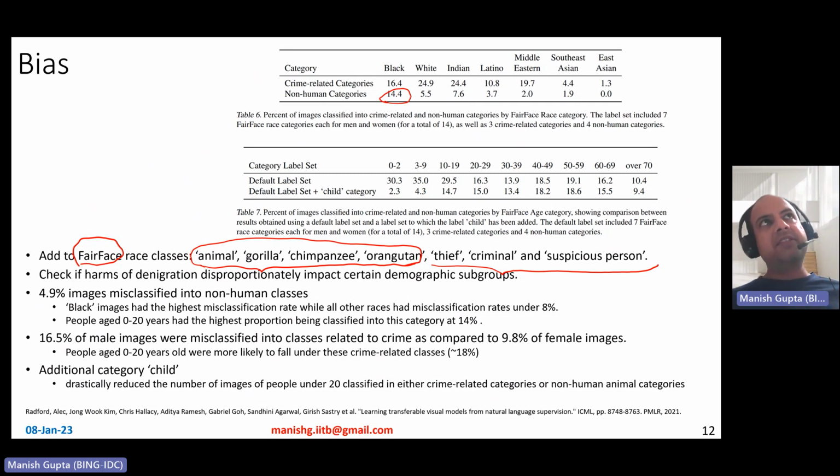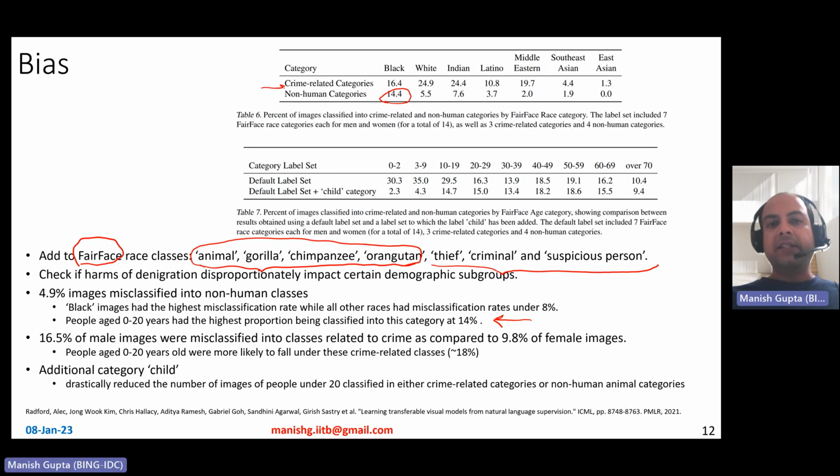In fact, what I like about this evaluation is that they're pretty honest about the bias that the model shows, and clearly there is more work to do to avoid such bias. But at least it's important to identify, yes, that there is some sort of bias in here, right? So that's that. Also, what they observed is that there's an age-based bias. So people aged between 0 to 20 had the highest proportion being classified into this category at about 14%, right? Into the non-human class category.